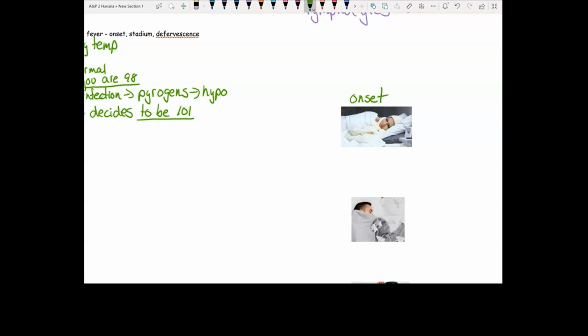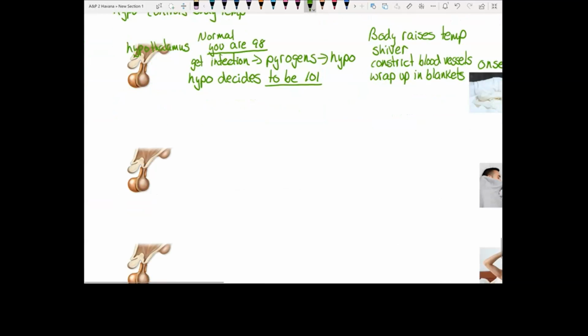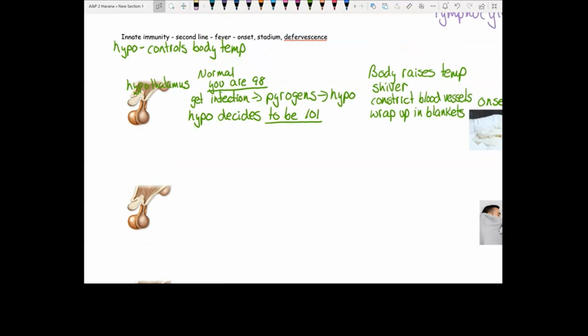So your body is going to respond by raising your temperature. So you will shiver. You might look pale because you're going to constrict your blood vessels to conserve heat. And you're going to use behaviors. This is when you get all wrapped up in your blankets. Okay, so these actions, the shivering, the constricting the blood vessels, and the getting your blankets, raises your body temperature. So that takes us to stage 2. Stage 2 is stadium.